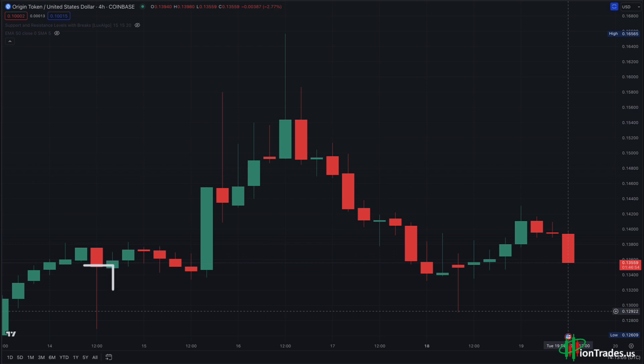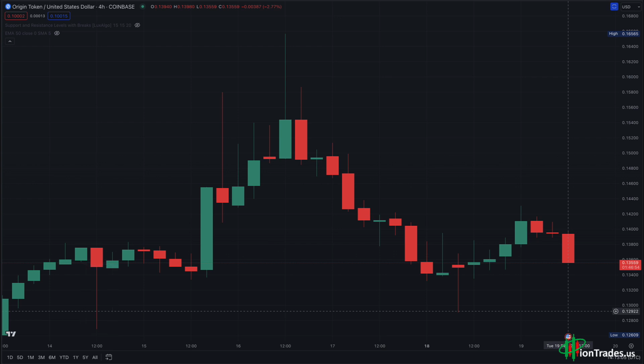The lower wick, on the flip side. We have the lower wick. This part signifies the lowest price reached during the time frame. It reflects the bears or sellers' attempt to pull the price down before the bulls or buyers regained control.